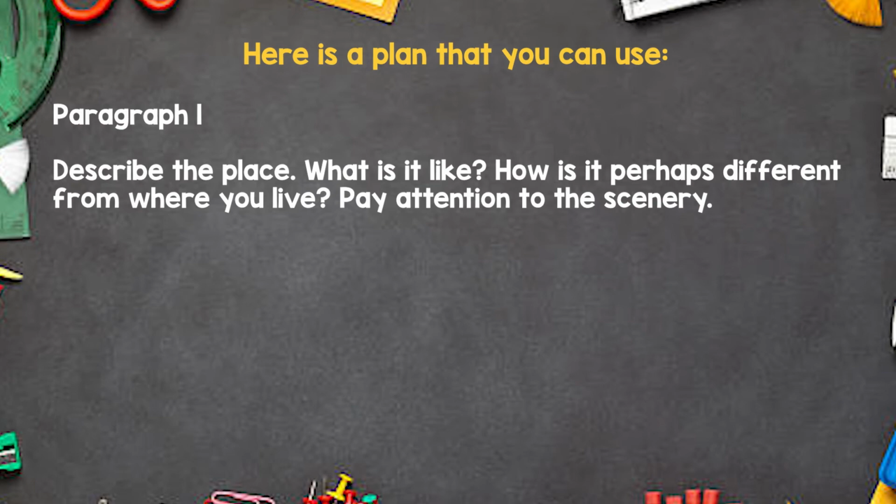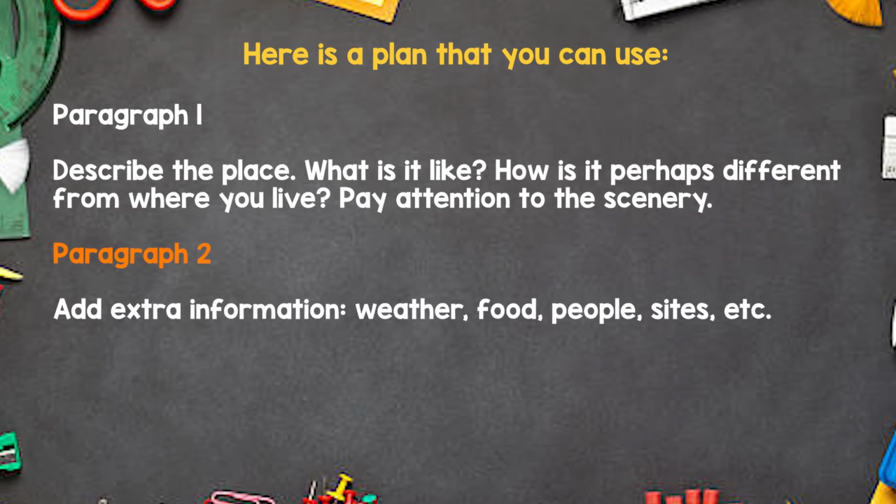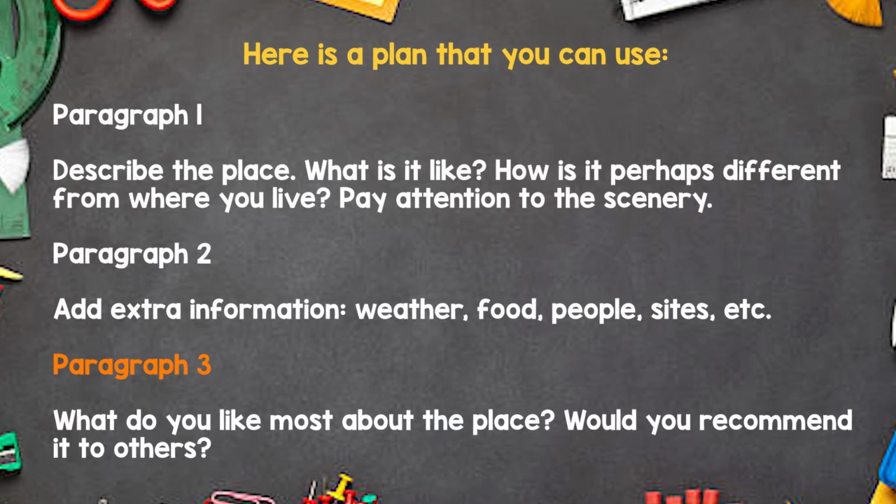Now, paragraph 1, you can describe the place. What is it like? How is it perhaps different from where you live? Pay attention to the scenery. Paragraph 2, add extra information. You can talk about the weather, food, people, the site, etc. And in paragraph 3, what do you like most about the place? Would you recommend it to others? So this is a simple plan that you can use to guide you in your descriptive piece.